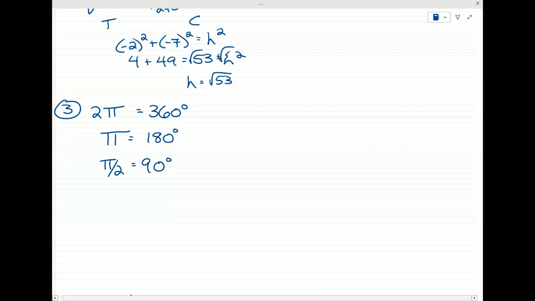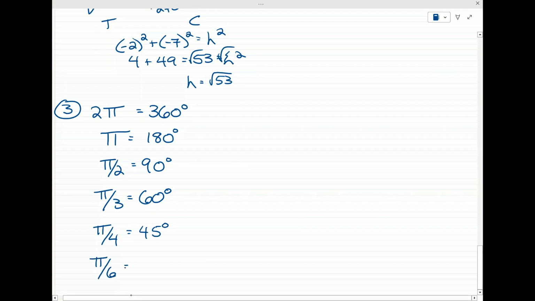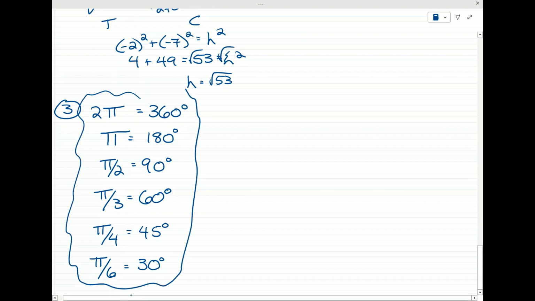You should be able to do pi divided by 3. 18 divided by 3 is 6, right? So this would be 60. Pi over 4, we've seen that a few times. 180 degrees divided by 4 is 45 degrees. And then we had pi over 6, or 180 divided by 6, is 30 degrees. So those are things that when you get your exam, you might want to write at the top. And if we know those, we could do everything else without a calculator.